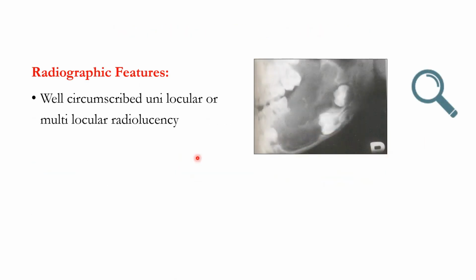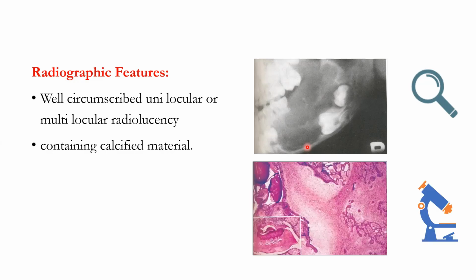Radiographically, it appears as a well circumscribed, either unilocular or multilocular radiolucency. We are looking at the site of mandible over here, and like I said, it can result in extensive destruction, and even the calcifications can be seen as radio opacity.